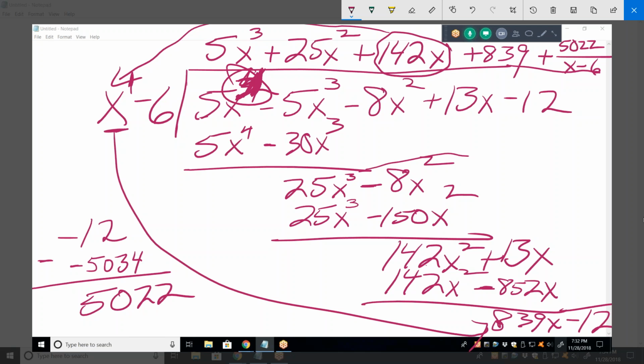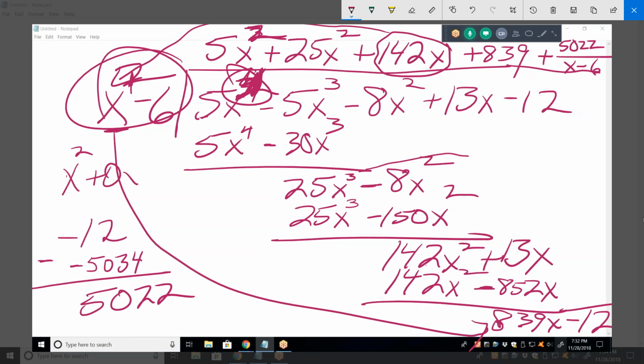Now if I was dividing by x squared, then it's different. The first term is going to be a squared, because x squared into 5x to the 4th is 5x squared. But this is a little harder than it seems, because I would actually need to divide by x squared plus 0x minus 6. In other words, I need those dummy markers even in the divisor, not just in the dividend.